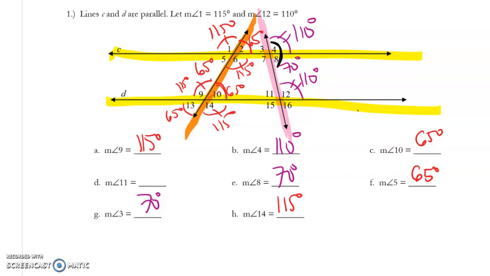Notice angle 3 and angle 8 are across from each other, which means that they're vertical angles. Angles are equal. The final angle is angle number 11. Angle number 11 will also be 70 degrees. And that's because 11 and 12 make 180 degrees. They make a straight line together.